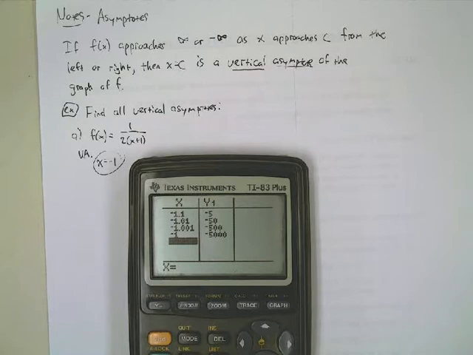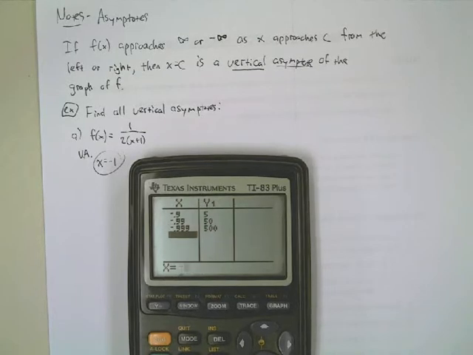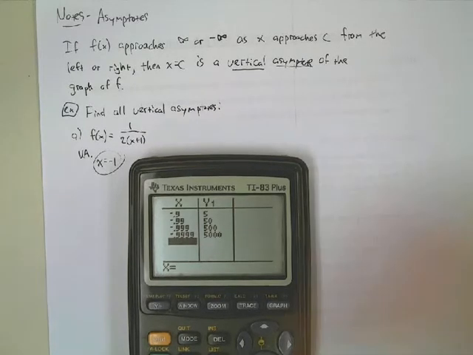Okay, now let's approach -1 from the right. Approaching -1 from the right would be like what values? -0.9, -0.99, -0.999, -0.9999. Here we're going to positive infinity. All right, so there you go.